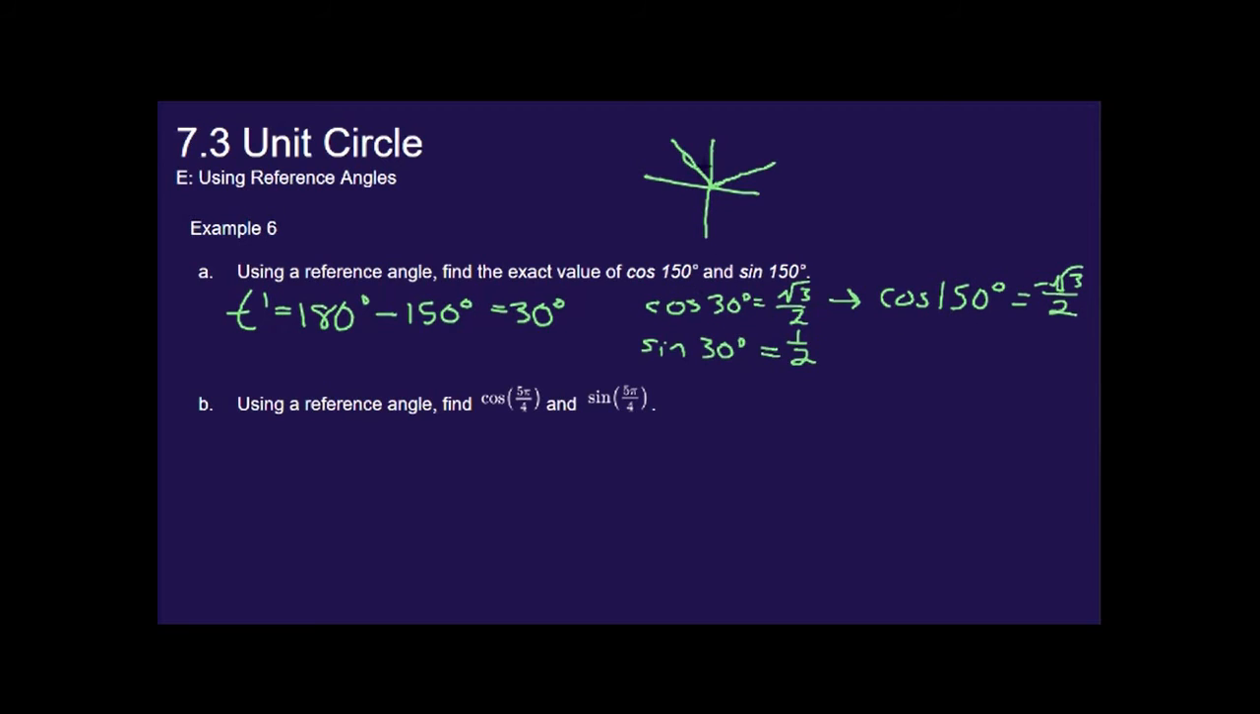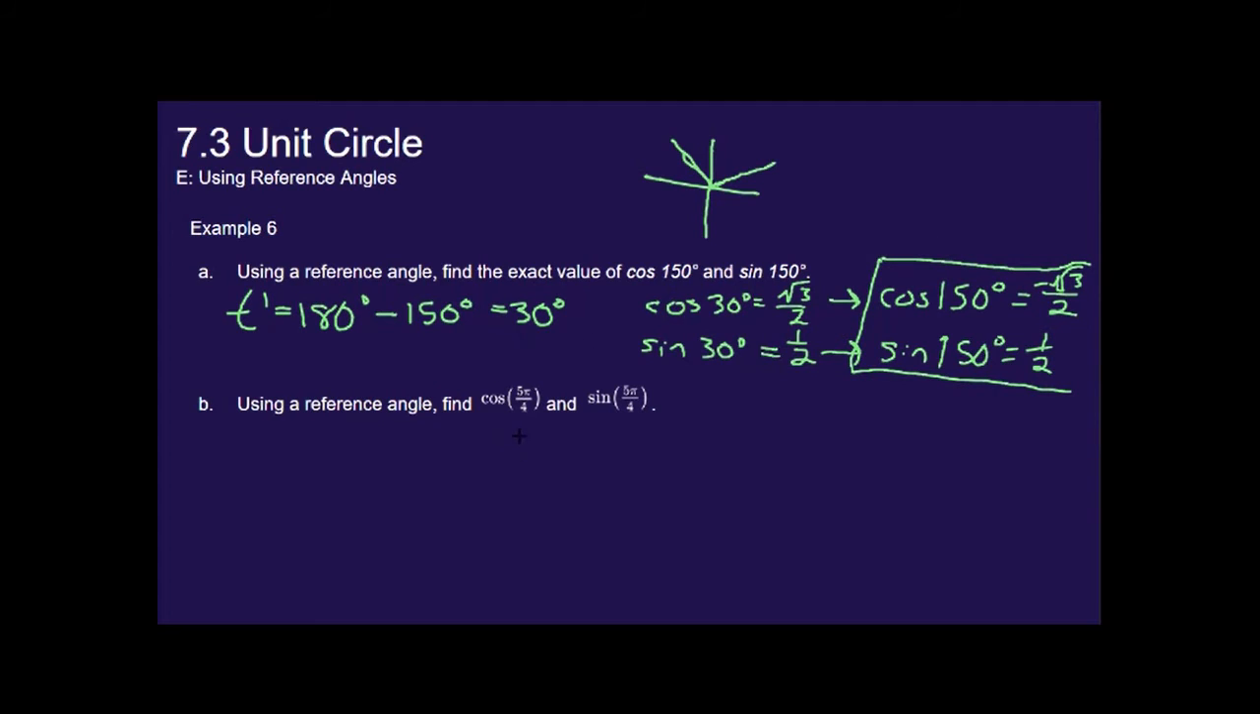The sine of the original angle is going to be the same as the sine of our reference angle because the y's are both positive. So therefore, the sine of 150 degrees is equal to positive 1/2. And those are your answers to this one.